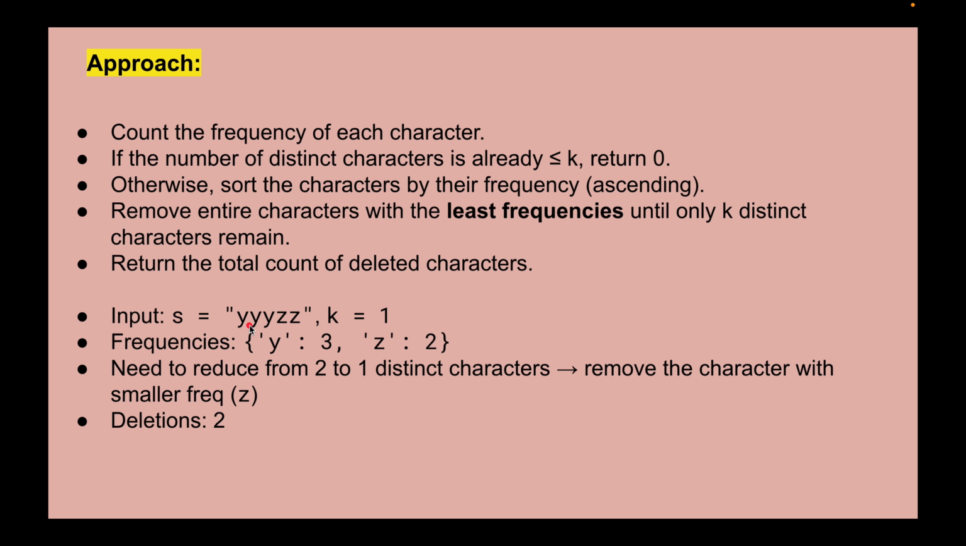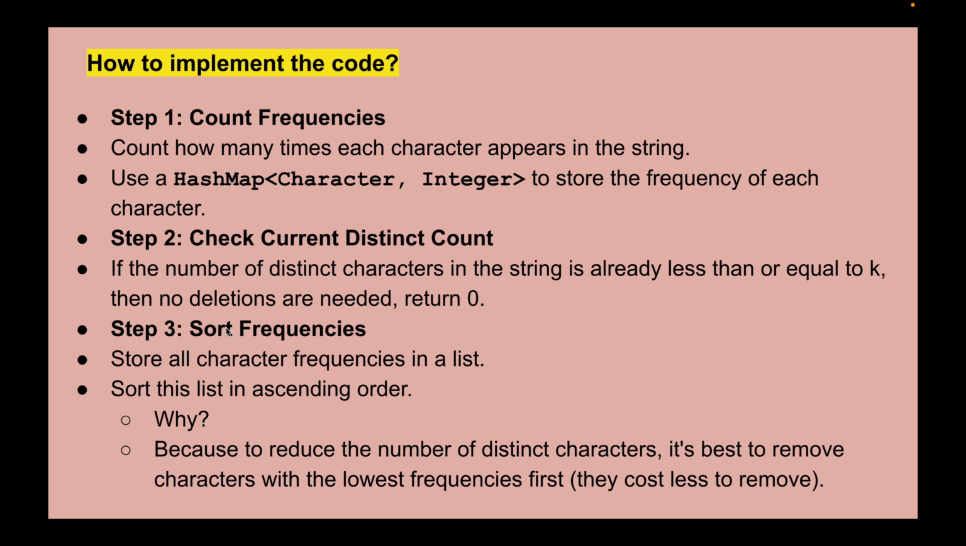Let's understand the algorithm. Algorithm is very important to understand, right? So the algorithm is to do what? First, we will count the frequency of each character in the string. In step 1, we will count the frequency, meaning how many times each character appears in the string. So we'll take a character and an integer, meaning the character and how many times it is coming, right? So we'll take a hash map and we'll store the frequency of each character.